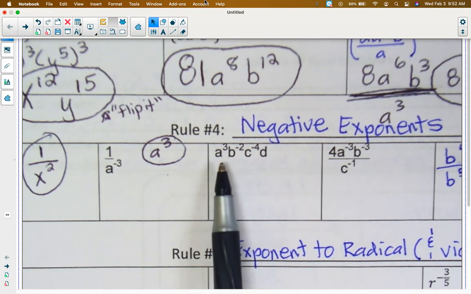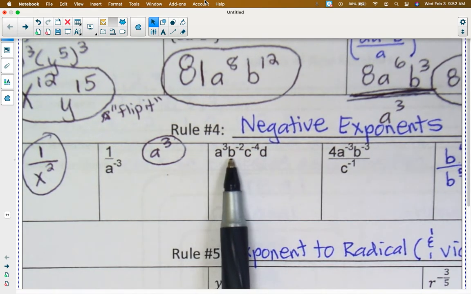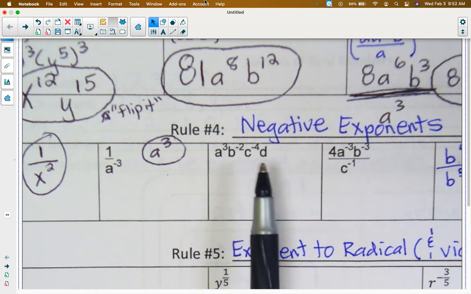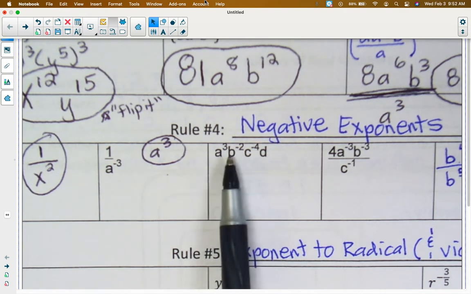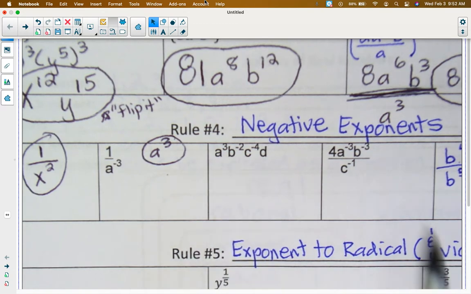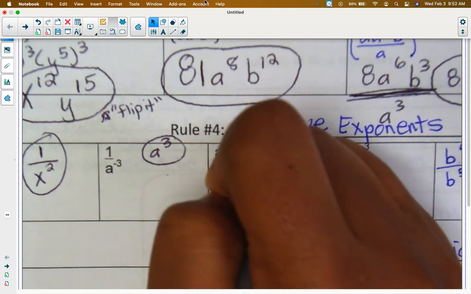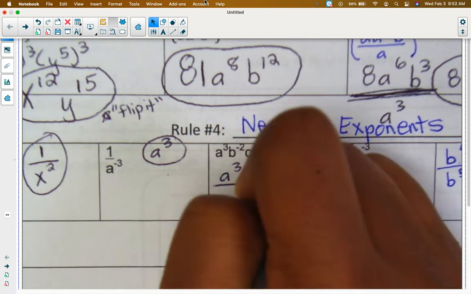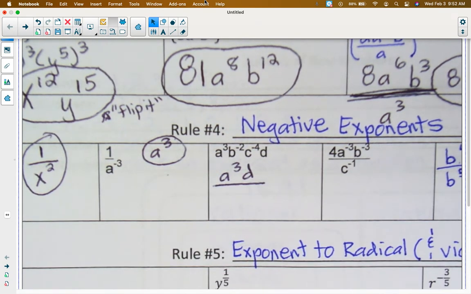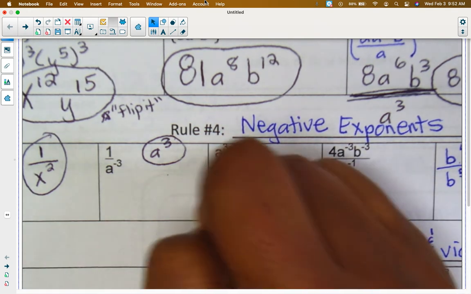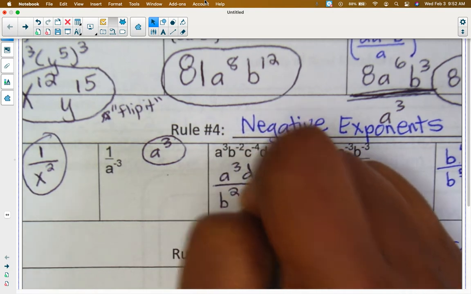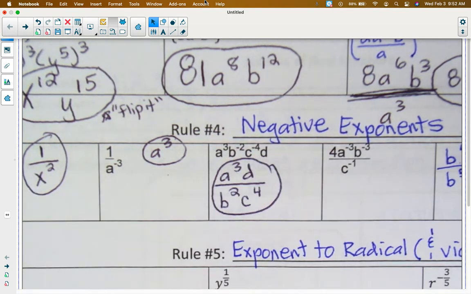This example here: a to the third, b to the negative second power, c to the negative fourth power, and d. You only flip the part of the problem that has the negative exponent. So b and c are the only parts that need to be flipped. So a to the third is going to stay on top, and d is going to stay on top, in the numerator. B is going to go to the bottom, and c is going to go to the bottom. And once you flip it, they become positive. So this is b squared c to the fourth. And that's our final answer.